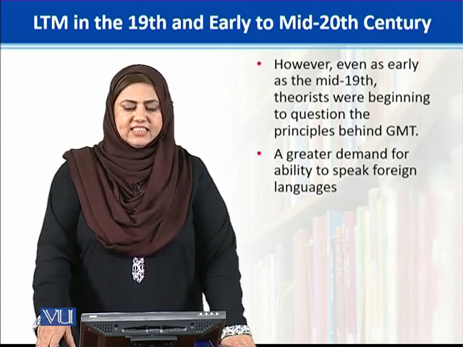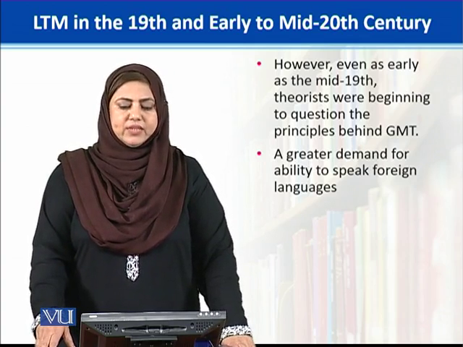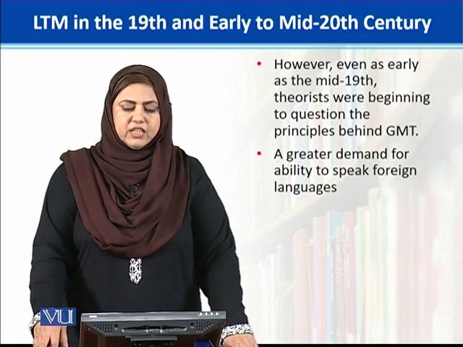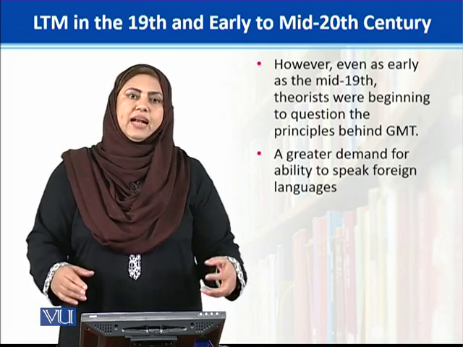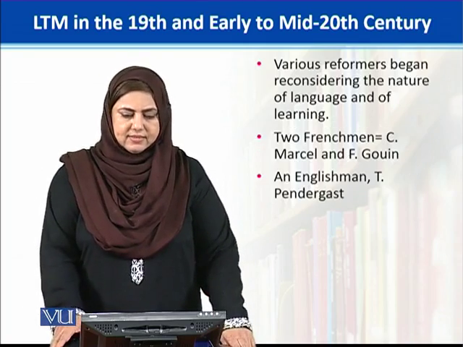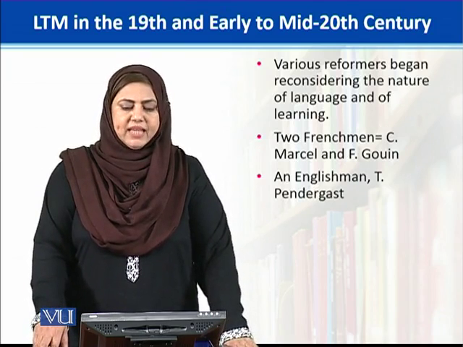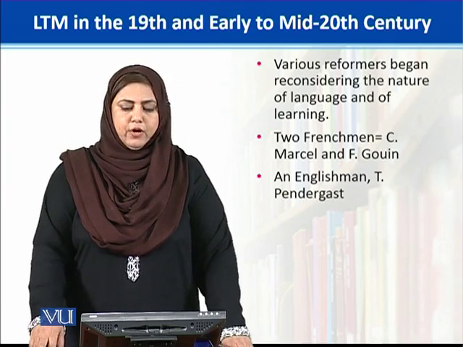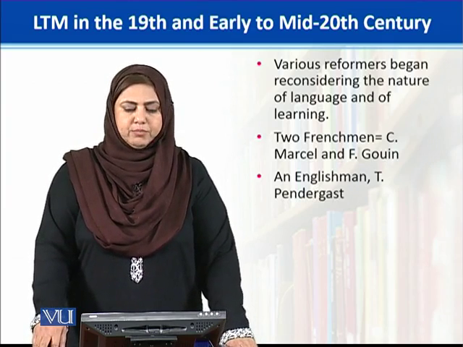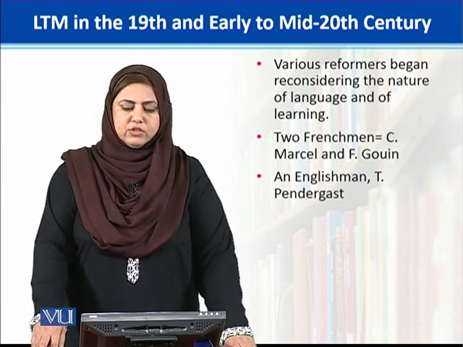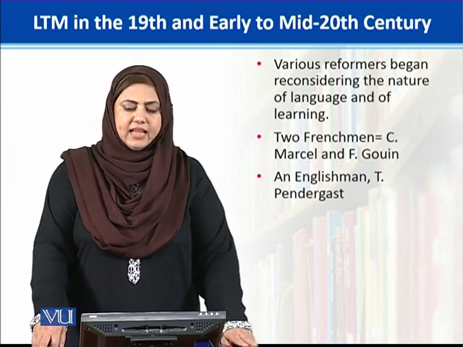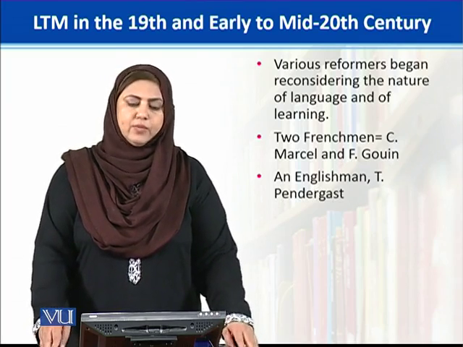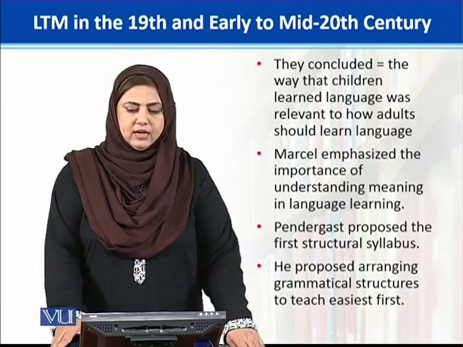However, as early as the mid-19th century, theorists were beginning to question the principles of the grammar method of teaching. A greater demand for the ability to speak foreign languages had started emerging. There were various reformers who began reconsidering the nature of language and the nature of learning as well. For example, there were two Frenchmen who played an important role in this regard, whose names were C. Marcel and F. Gouin. There was an Englishman, T. Pendergast, as well, who played a critical role in this regard.